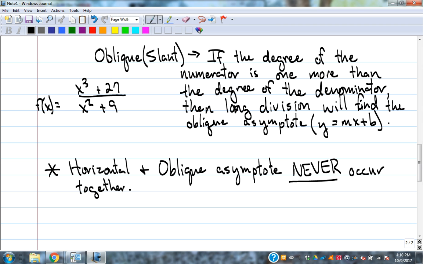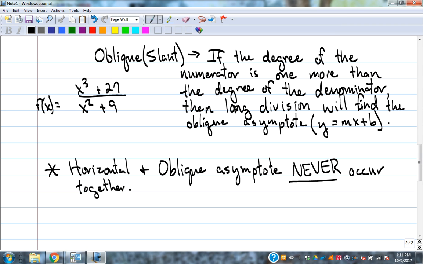It won't always be one or the other. It could be neither of those. There are times where you don't have a horizontal or an oblique. An example of one where you would have neither would be something like x to the fourth in the numerator and x squared in the denominator. It's more than one above it. It doesn't fit either of the cases for horizontal. So you don't have to have a horizontal and you don't have to have an oblique. If you have one of them, you will not have the other. That's a really good question, because that does happen.